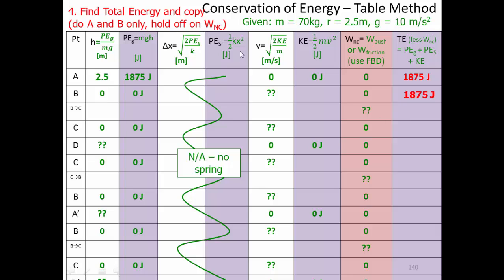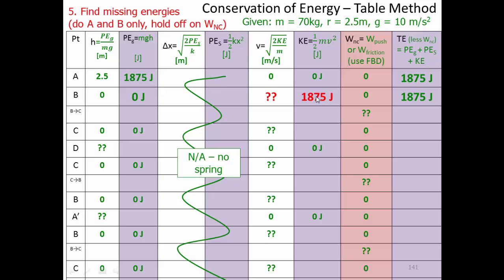And let's go back, let's work into these blanks for our kinetic energy. So we can actually work out our kinetic energy, because we know if we have 0 joules here and 1875 here, this has to be 1875 here as a total.